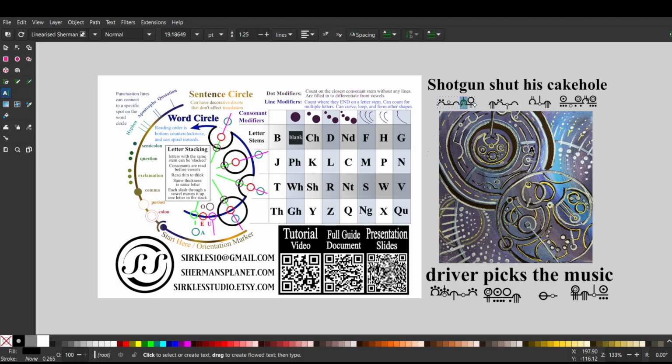This silver one here does connect up to the N, although when I went over it with this, it did kind of hide that N line. Maybe I should have gone over it again and made that a little bit brighter, but hey, whatever. So shotgun.